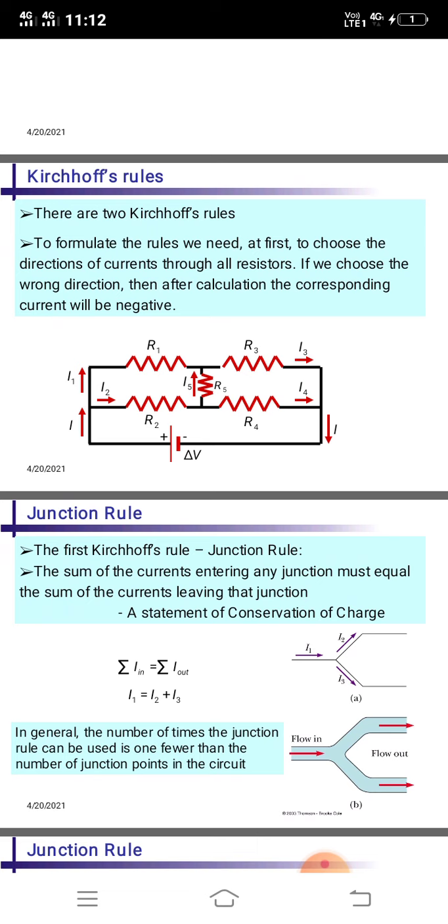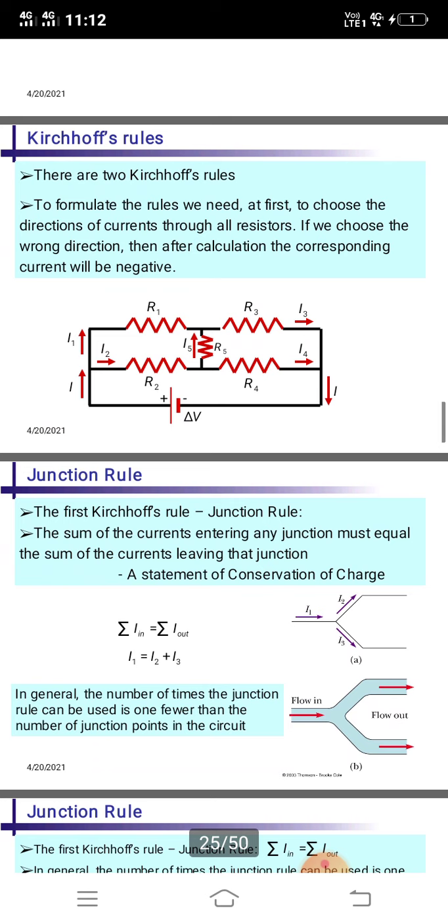So to explain, the sum of the currents entering any junction must equal the sum of the currents leaving that junction. I will give an example for the junction rule. Current I1 entering the junction may split into I2 and I3. So the formula of the junction rule is summation of I in equals summation of I out. Here I in is I1, and I out is I2 plus I3.